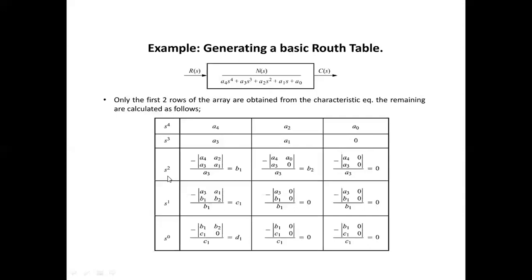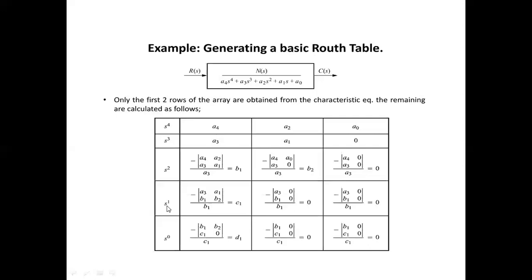So the s^2 row, that is the third row, will be constructed in this way. It is minus the determinant of a4, a2, a3 and a1, divided by a3, and that is denoted by b1. The second element of the s^2 row is determined by minus the determinant of a4, a0, a3 and 0, divided by a3, and that is called b2. And the third one is minus the determinant of a4, 0, a3, 0, divided by a3, that is 0.